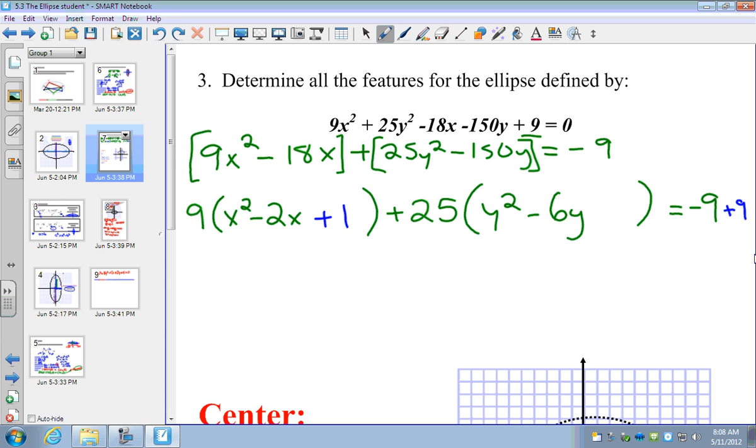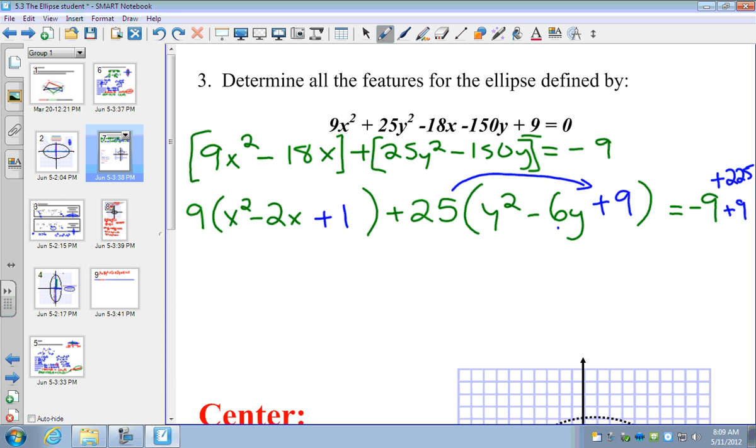Okay, to complete this square, we have minus 6. Half of minus 6 is negative 3. Negative 3 squared is 9. So I added 9. No, I didn't really add 9. I really added 25 times 9, which is 225. So if I added 225 to the left side, I have to add 225 to that side.